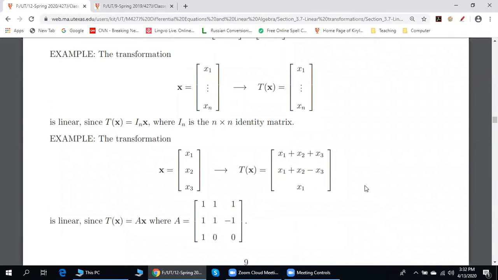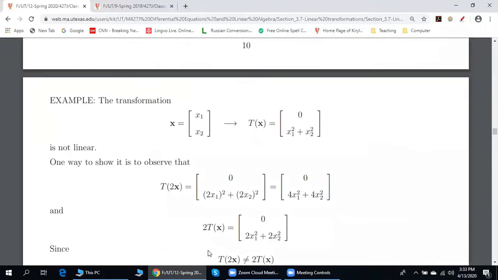Here's a little bit more complicated example. Here's x, here's T of x. Is this transformation linear? Note that this column can be rewritten as Ax, where A is this. It's easy to check. Row number 1 times this column is entry number 1. Row number 2 times this column is entry number 2. Row number 3 times this column is entry number 3. So T of x is Ax, therefore it is linear.